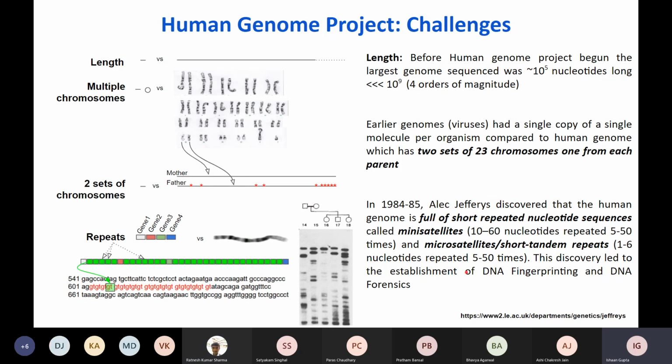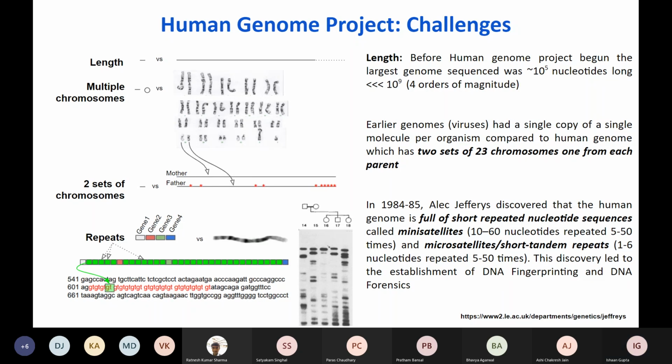I hope these challenges are clear in the Human Genome Project to everybody.